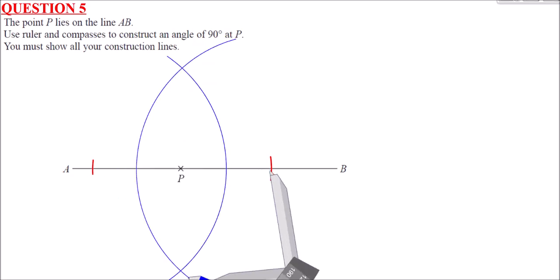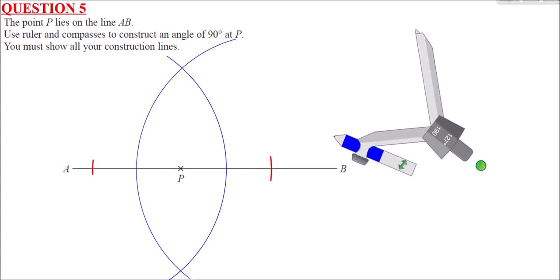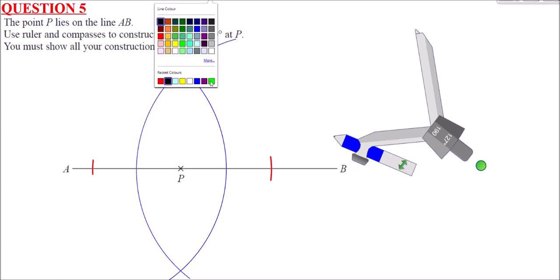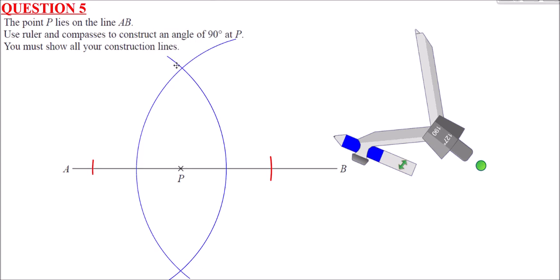So we've got that. The final step is now to do a straight line through where these blue arcs have crossed. So if I do this in a different coloured line, maybe a green, then you'll see, if I do this, it's going to be a straight line going through P. Mine's not quite perfect. I'm always pleased when it is. But that there, the green line, is a 90-degree angle cutting through P, which goes through line AB perpendicularly. So that's question 5 done.